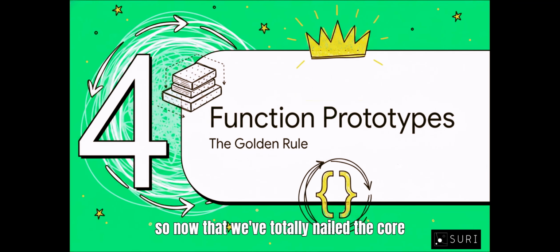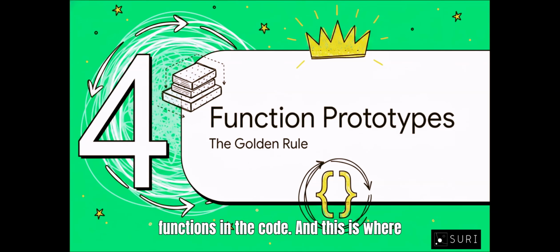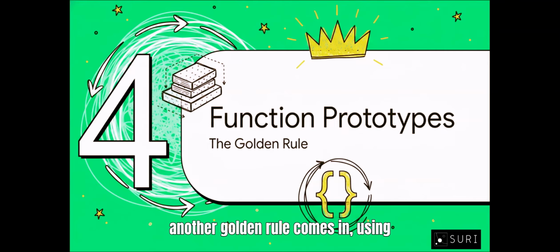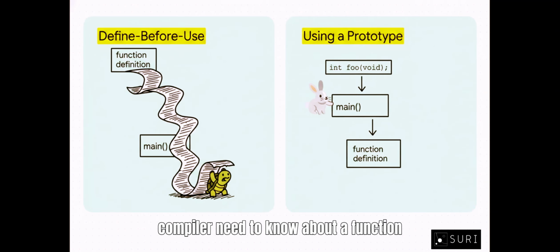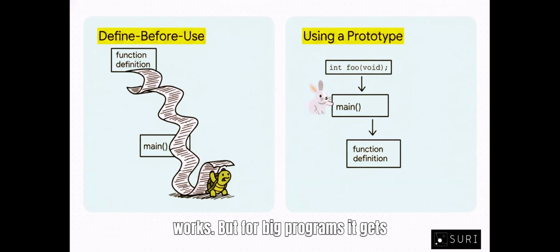All right, so now that we've totally nailed the core concept of pass-by-value, let's talk about the right way to organize our functions in the code. And this is where another golden rule comes in, using function prototypes. So, why does the compiler need to know about a function before you use it? Well, check this out. On the left, you've got the define-before-use method. You just write the entire function out before main. And look, it works. But for big programs, it gets messy. It's like reading a book with no table of contents.